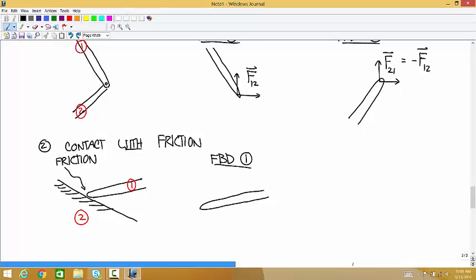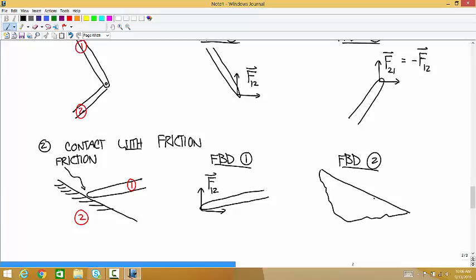Okay, this is contact with friction, so we don't know the direction of the force. So we have an unknown force, the force on 1 by 2. And then if you do a free body diagram of the ground, here you have the force on 2 by 1, and that's equal to negative F12.